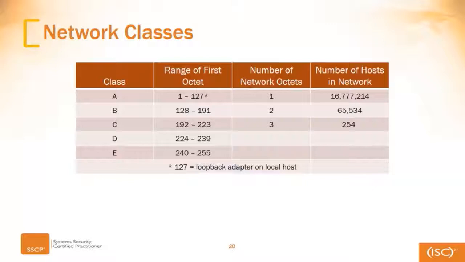The network classes table I talked about is here on the slide in front of you. You can see we have 5 classes, class A, B, C, D, and E. Those are going to be on the extreme left. The range of the first octet, which is that first of the 4 boxes we were just looking at, is listed in the table here.